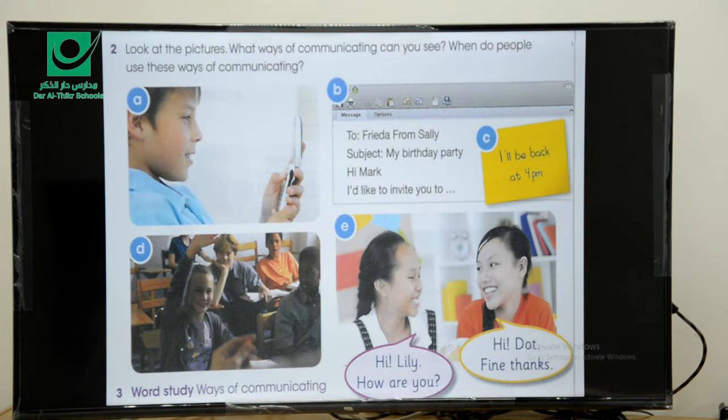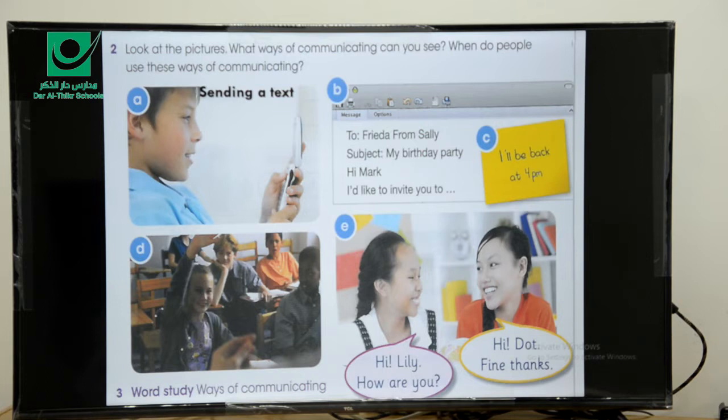Now, I want you to have a look at these pictures. What ways of communicating can you see in those 4 different pictures? When do we use these ways of communicating? So if you look at the first picture, A, we say, what is the way of communicating? It is sending a text message.